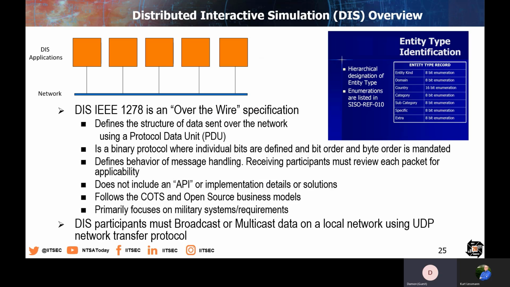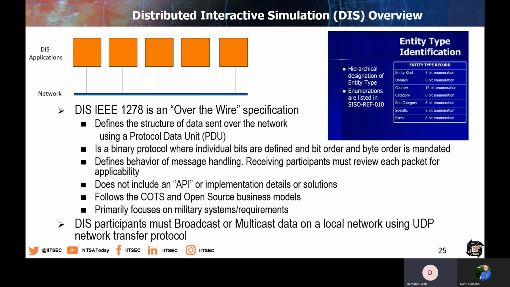Let's look a little more detail at DIS, or the Distributed Interactive Simulation, and keep in mind that this is the first attempt, the historical first attempt at establishing a standard for connecting simulators and simulation-based devices together. So DIS applications run, as indicated by those orange boxes at the top, across a network, exchanging data across a computer network. The DIS standard, also referred to as the IEEE 1278 standard, is an over-the-wire specification, meaning that it is standardized at the level of the data that's actually moving over that network wire.